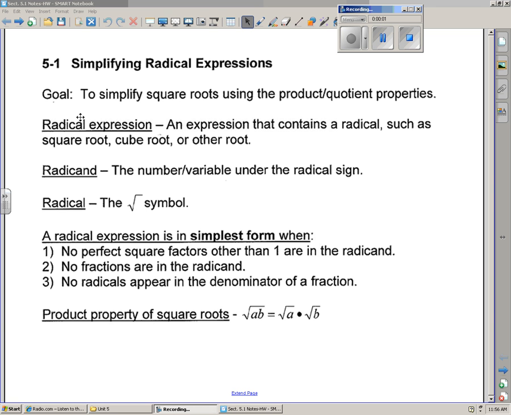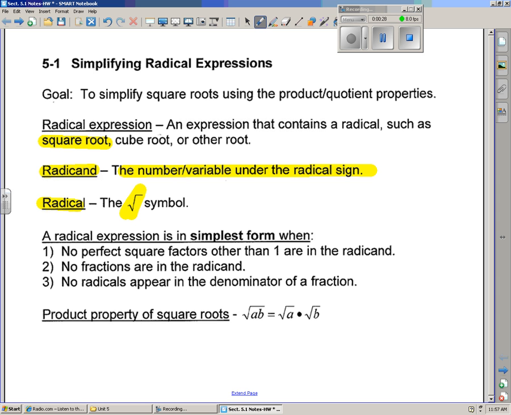So today's lesson is on simplifying radical expressions. A radical expression is just an expression that contains a radical, which is either a square root or a cubic root or some other root. But in the Algebra 1 curriculum we just tend to deal with square roots. The radical happens to be that symbol that you see, okay? The radicand is whatever number, or possibly a variable, under that radical sign.